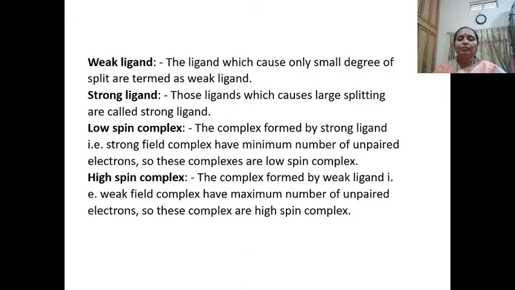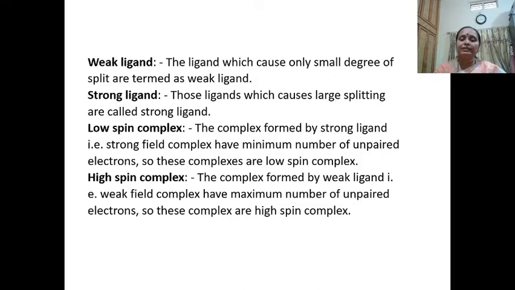The complex which is formed by a strong field ligand will have a minimum number of unpaired electrons. So, these complexes are called low spin complexes, because a strong ligand can pair up the electrons in the d orbitals, making available a minimum number of unpaired electrons. So, it is going to be a low spin.